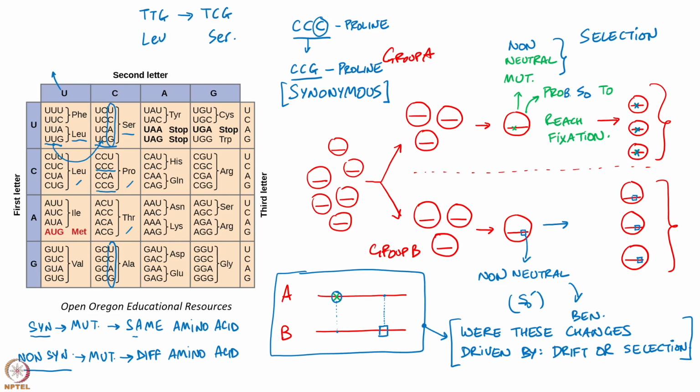So, third positions have a lot of synonymous mutations. Sometimes the first position also has a synonymous mutation. For instance, if you have CTG on the DNA and it becomes TTG, the identity of the amino acid does not change, it remains leucine to leucine. So, in some cases, a mutation at the first position can also lead to a synonymous mutation.